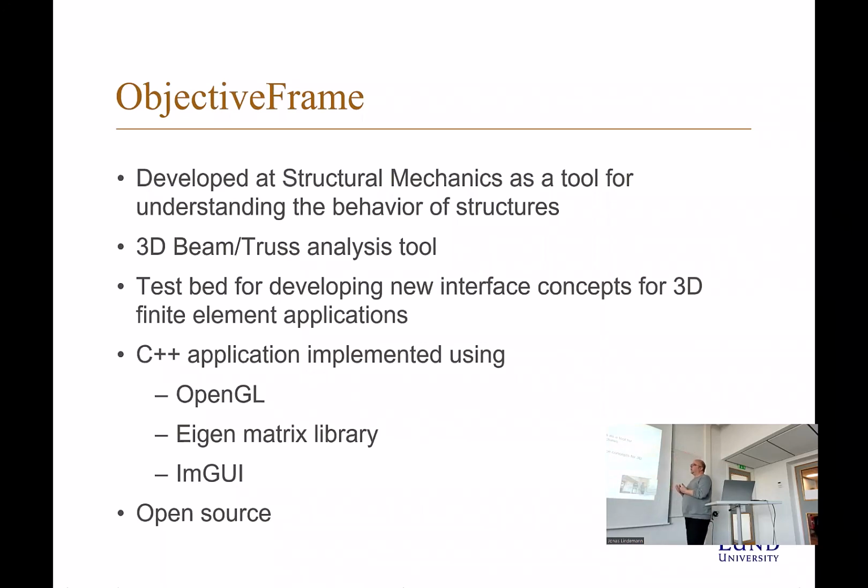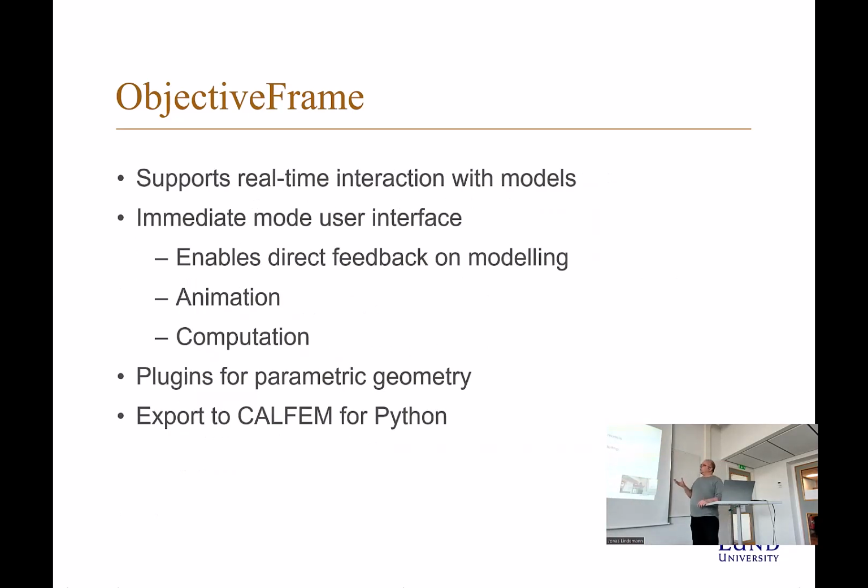It has been a test bed for developing new interface concepts for 3D development applications, implemented in C++, OpenGL, the Eigen matrix library, which is a really powerful matrix library, almost like MATLAB but in C++, and then something called ImGui, which is an immediate mode user interface, which I will show you in a second. So what we can do with this: you can do real-time interaction with models, and you can see direct feedback when you're modeling. You can animate. The computations are done in the background. There are also plugins for generating geometry, and you can export the model to call from Python as well.